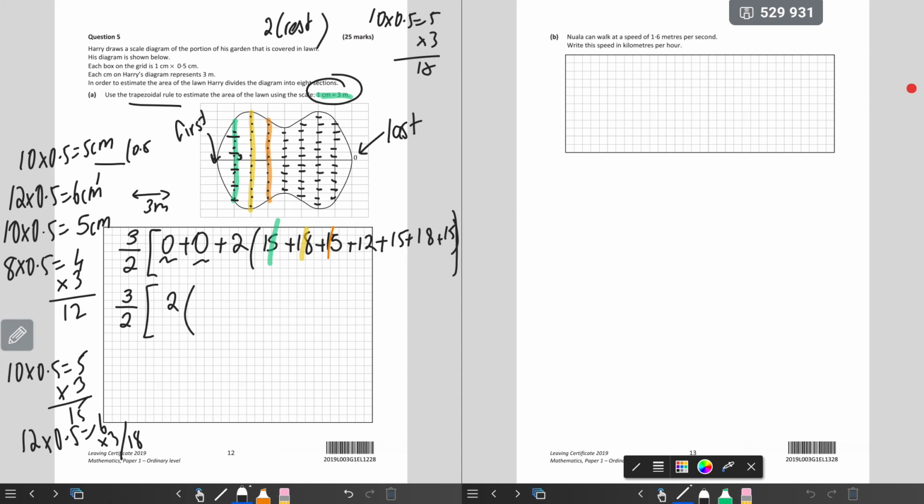So inside your bracket, put in your calculator if you need. 15 and 18 is what? 33, 48, 63, 78, 93, 108. 3 over 2 times 108, 216 times 1.5, 324, is it? Yeah. 324. Is that right? Yeah, perfect. It's good maths.